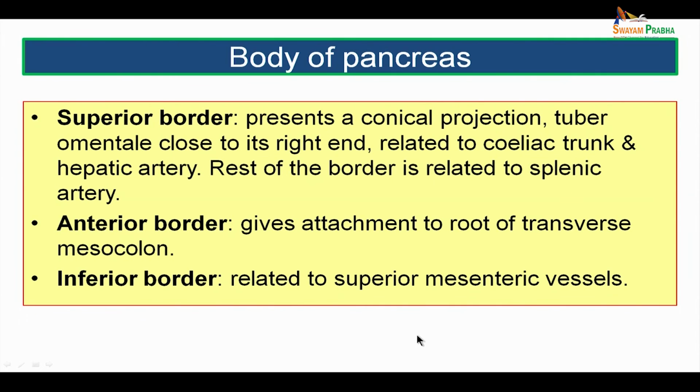The borders of the body of pancreas: three borders, superior border, anterior border and inferior border. The superior border presents a conical projection upwards which is the tuber omentale close to its right end, and this is related to the celiac trunk and the hepatic artery, while the rest of the superior border is related to the splenic artery. The anterior border of the body of pancreas gives attachment to the root of transverse mesocolon. The inferior border of body of pancreas is related to the superior mesenteric vessels.